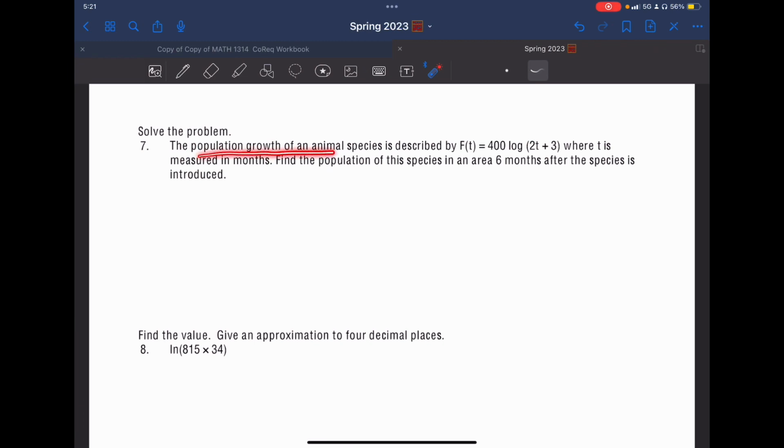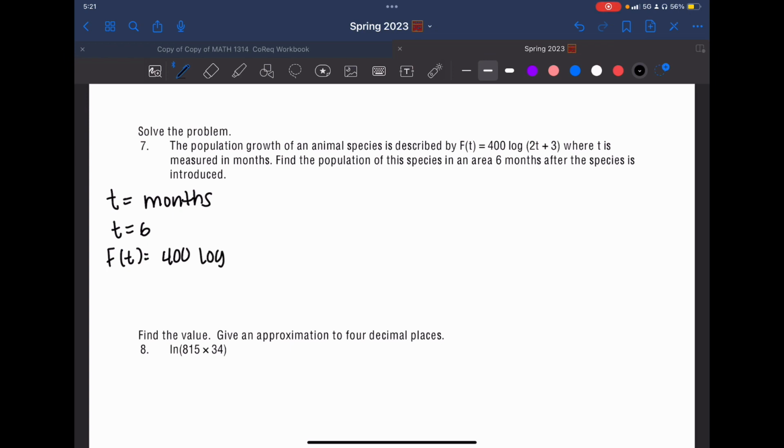The growth of an animal species population is described by the function f of t equals 400 log of 2t plus 3, where t is measured in months. Find the population of the species in the area 6 months after the species has been introduced. Okay, so t equals months, so t equals 6. And then your function is f of t equals 400 log 2t plus 3. And it wants you to know the population growth.